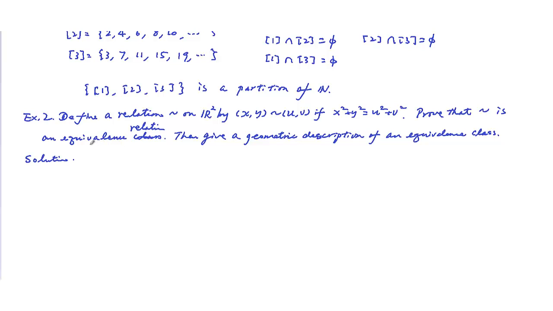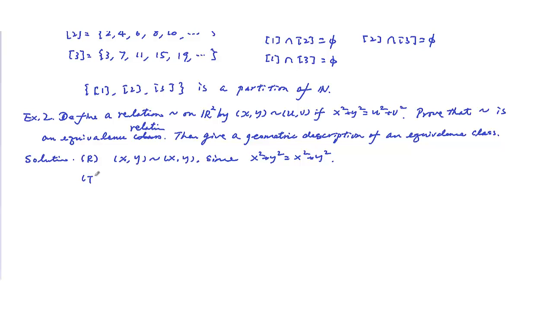To prove this is an equivalence relation, we need to do three things. First, to verify it is reflexive. In other words, we need to verify (x,y) is related to (x,y). But this is simple because x squared plus y squared is also equal to x squared plus y squared. Therefore, x squared plus y squared equals u squared plus v squared means (x,y) is related to (u,v). We have this equality, so that means (x,y) is related to (x,y).